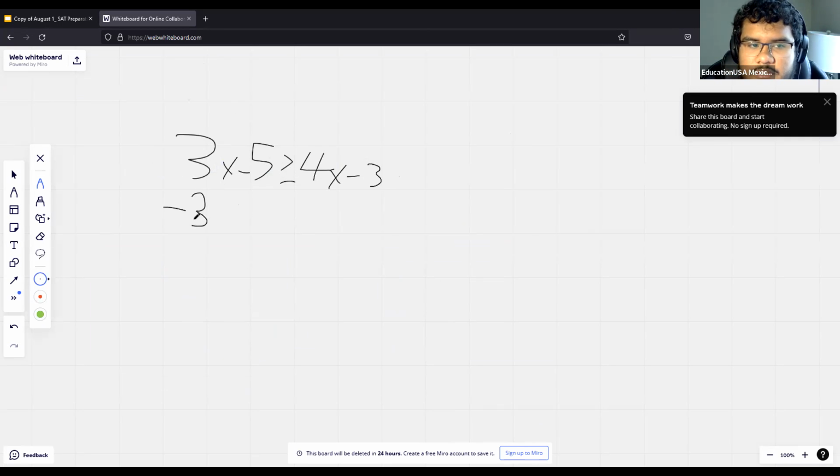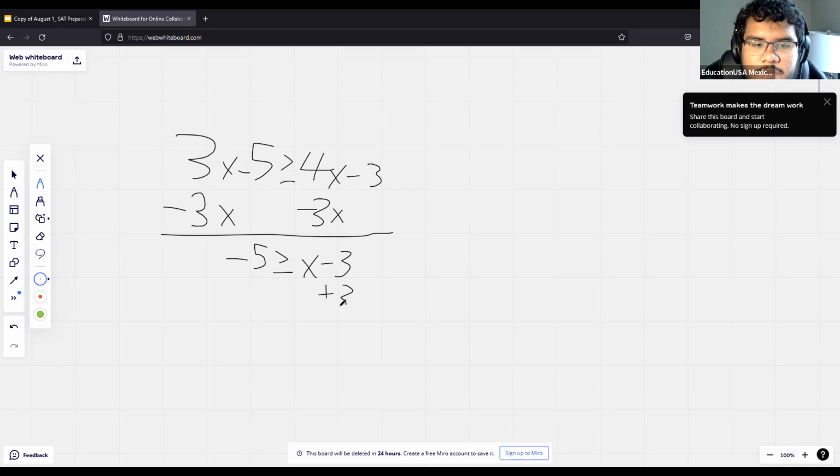I'm going to isolate x on one side by subtracting 3x on both sides, because it's easier to do it this way than to subtract 4x from both sides. So we don't have to deal with an extra negative number. So we end up with -5 is greater than or equal to x - 3. And from here, we can just solve for x by adding 3 on both sides. So we end up with -2 is greater than or equal to x.